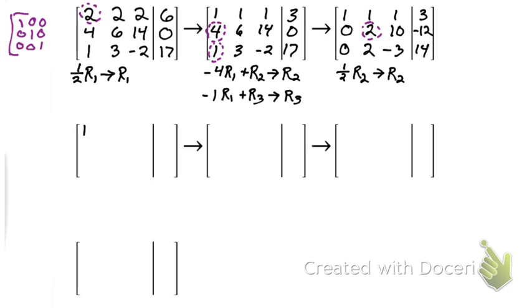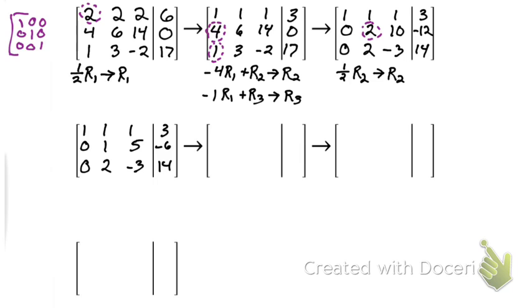I'm not doing anything to row 1, so that's going to remain 1, 1, 1, 3. Row 2, everything's being multiplied by 1/2. So that's 0 times 1/2, which is still 0. 2 times 1/2 is 1, which is awesome. 10 times 1/2 is 5. Negative 12 times 1/2 is a negative 6. Row 3 stays the same as 0, 2, negative 3, 14.